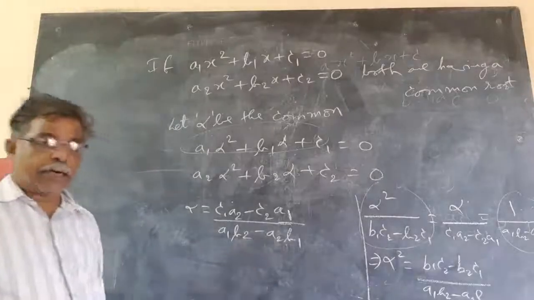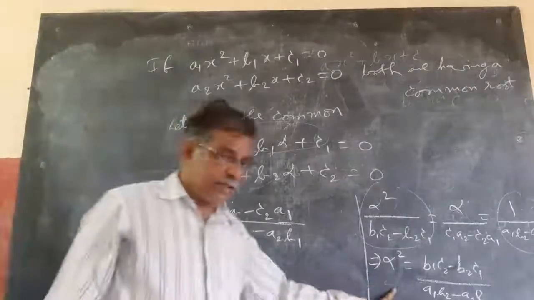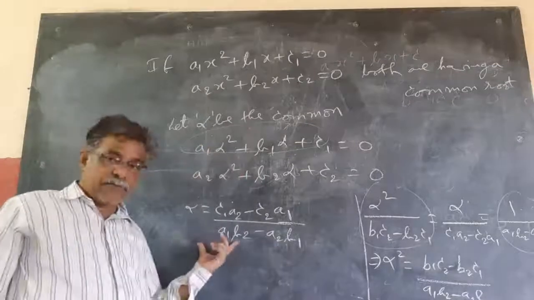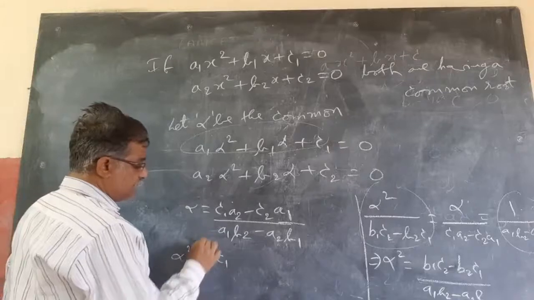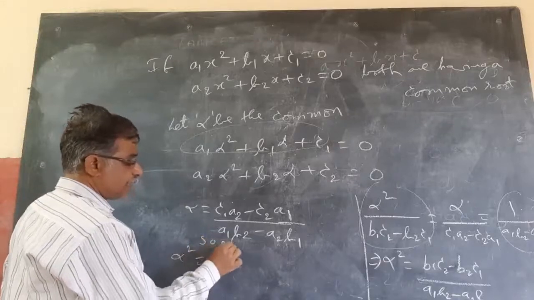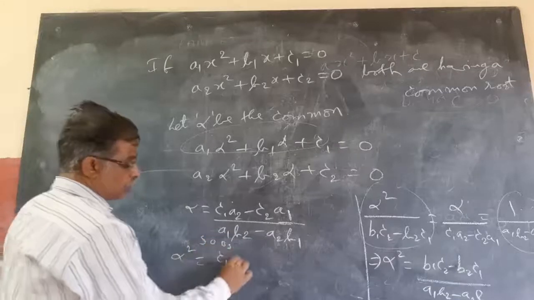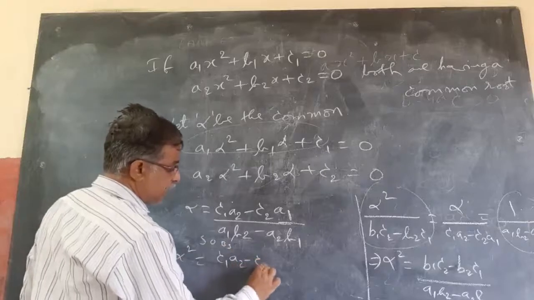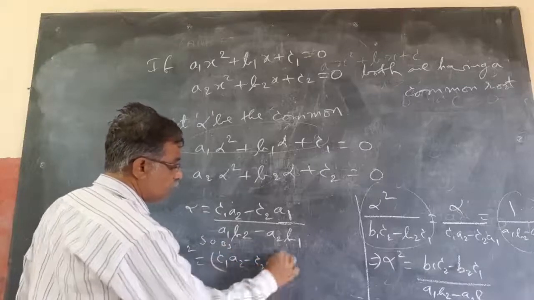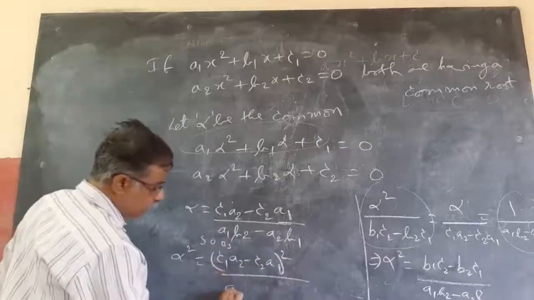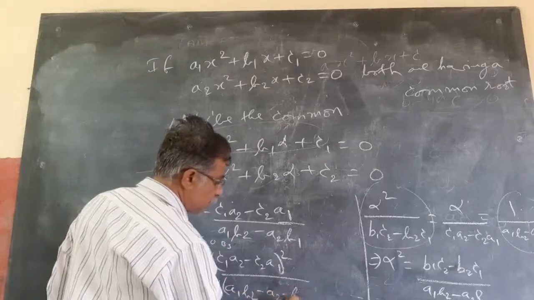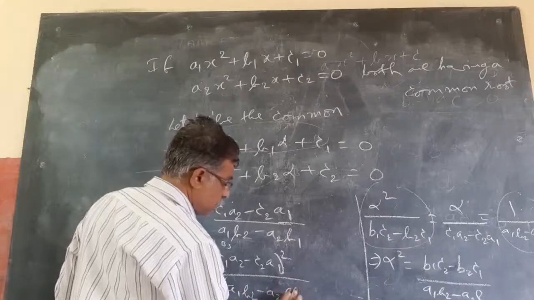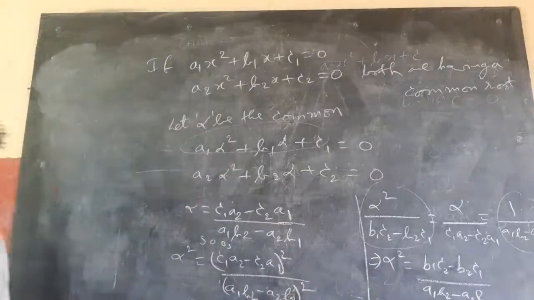Now this is alpha, this is alpha square. If I go for squaring on both sides, alpha square equals (c1 a2 minus c2 a1) whole square by (a1 b2 minus a2 b1) whole square. I am squaring on both sides.